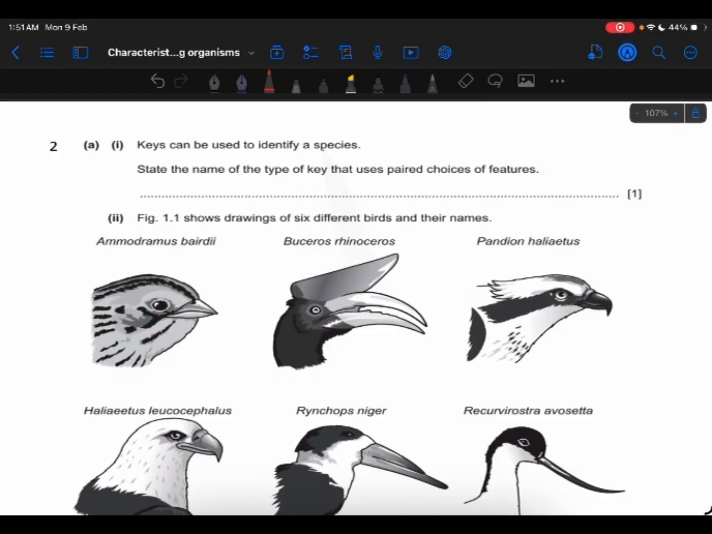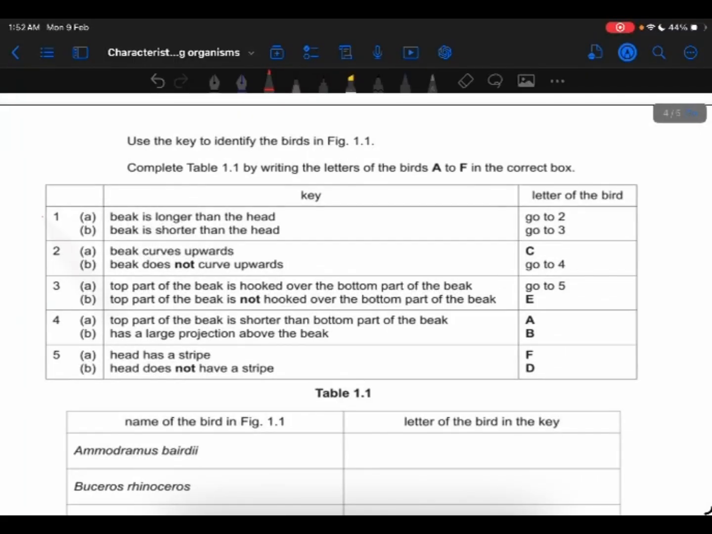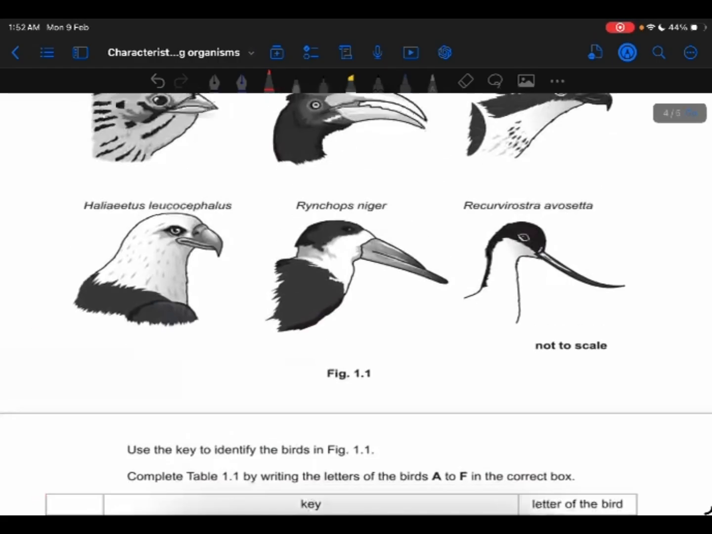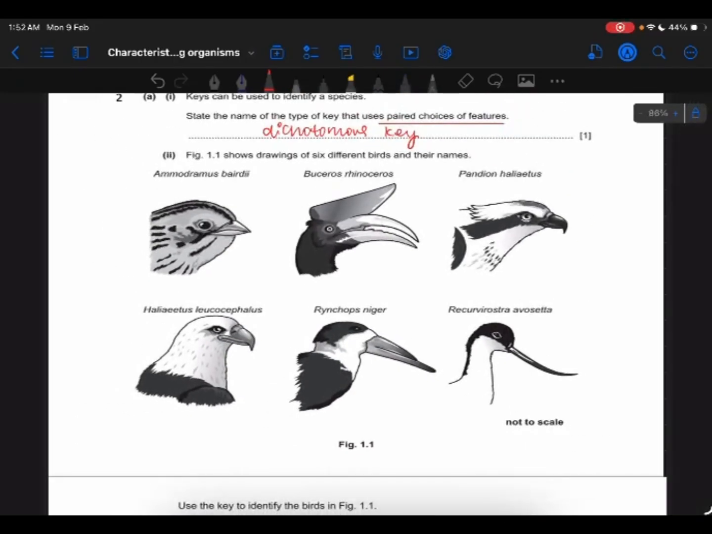Keys can be used to identify a species. State the name of the type of key that uses paired choices of features. A dichotomous key uses paired choices of features. As you can see, each question is paired, okay? If it's this, go to this. If it's that, then go to that. A and B, A and B, A and B. That's a dichotomous key right there. Perfect. I hope there's no problems with that just yet.